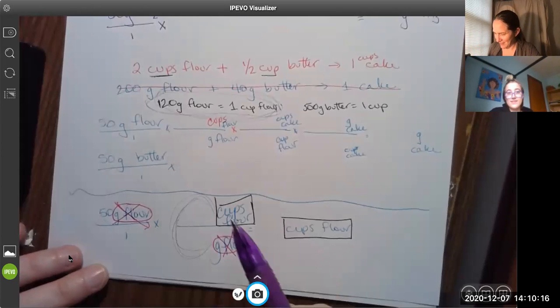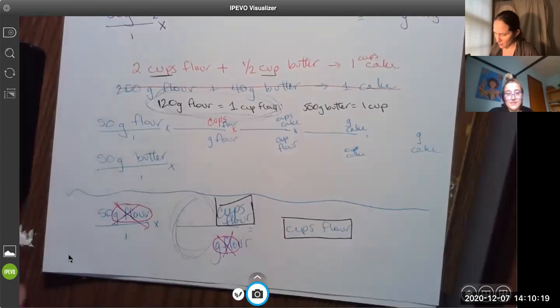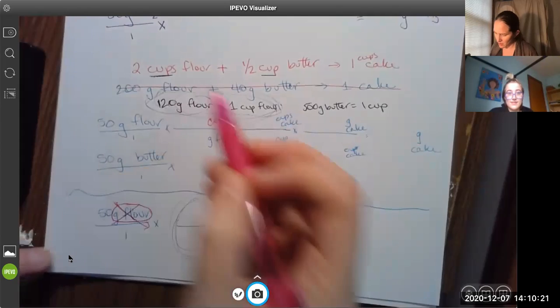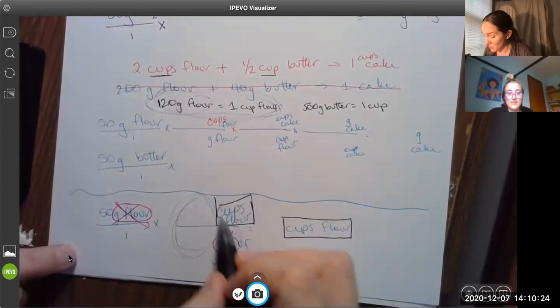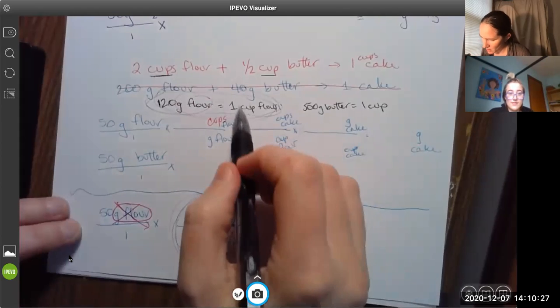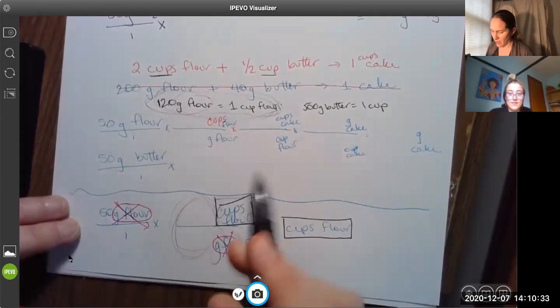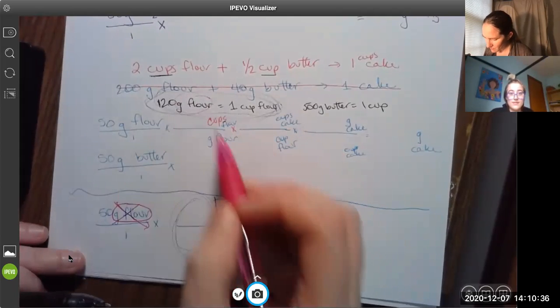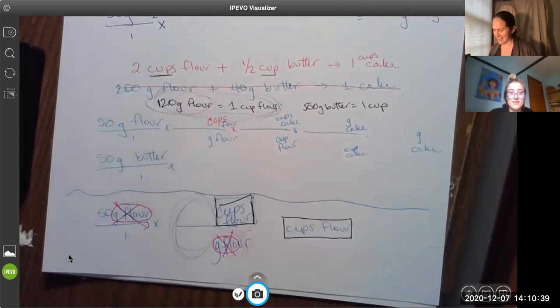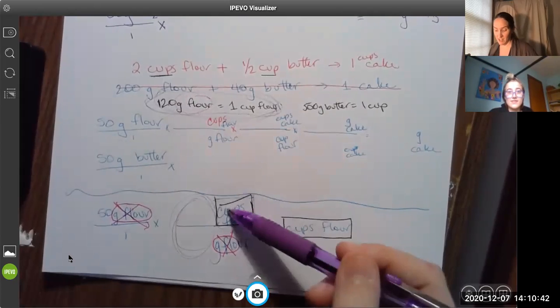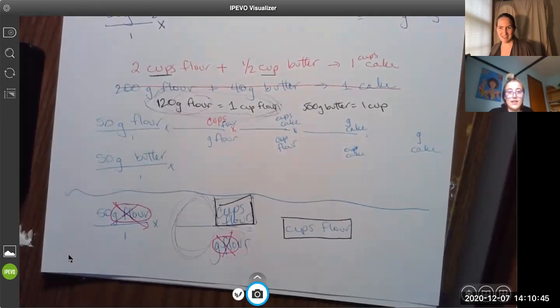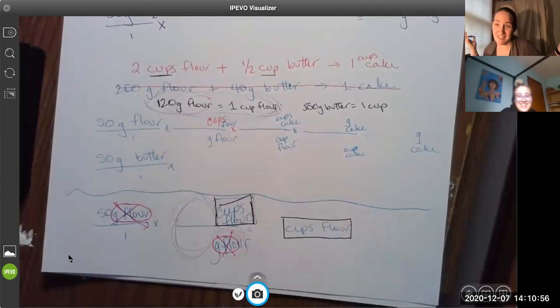Yeah. We have grams of flour, grams of flour, cups of flour, just to make sure we're using the correct conversion factor. We've got the units that we want. We've got cups of flour and grams of flour. And then like you just did, which side does the 120 go on? The bottom. Yes. How'd you know? Because that's where the grams are. Exactly. That's where the grams are.